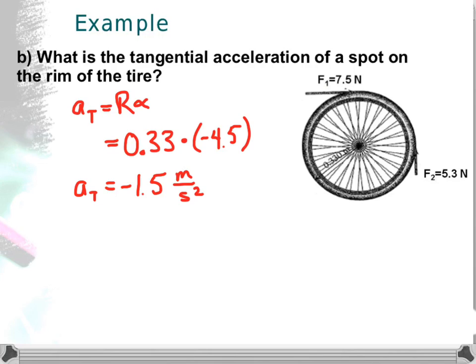Okay. That means that a spot on the tire is accelerating 1.5 meters per second squared in a clockwise direction. That's what that negative sign means. That negative sign means clockwise. It doesn't mean down. It means clockwise, because we're talking about circular motion here. So if we're on this spot of the tire, that tangential acceleration is actually pointing up. It's not pointing down. If we're over here, it's pointing to the right. And if we're right here, it's pointing down, and I think you get the picture from there.